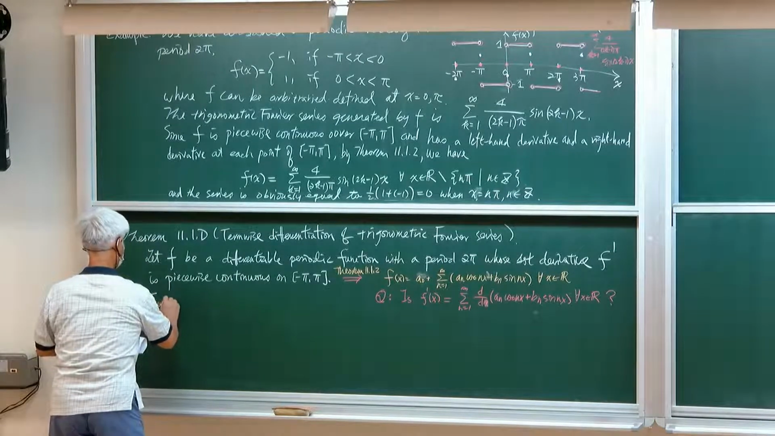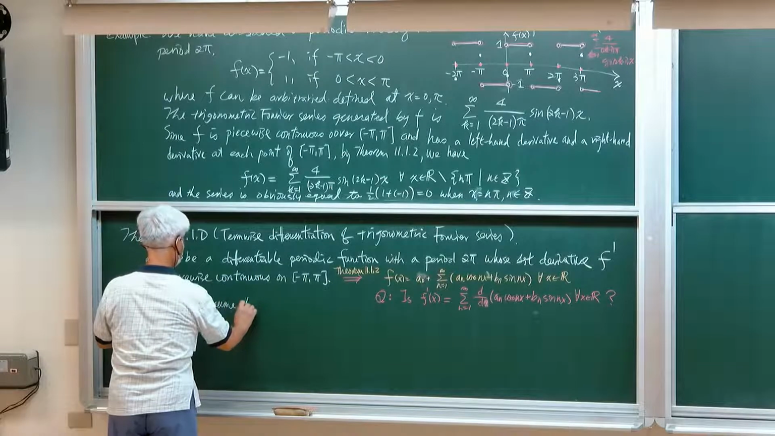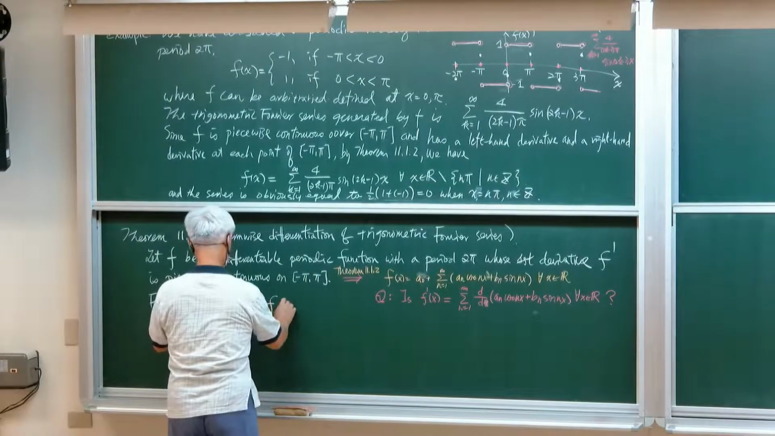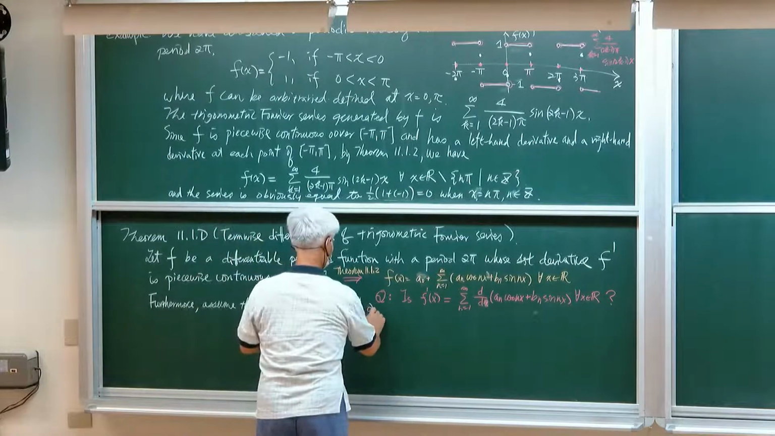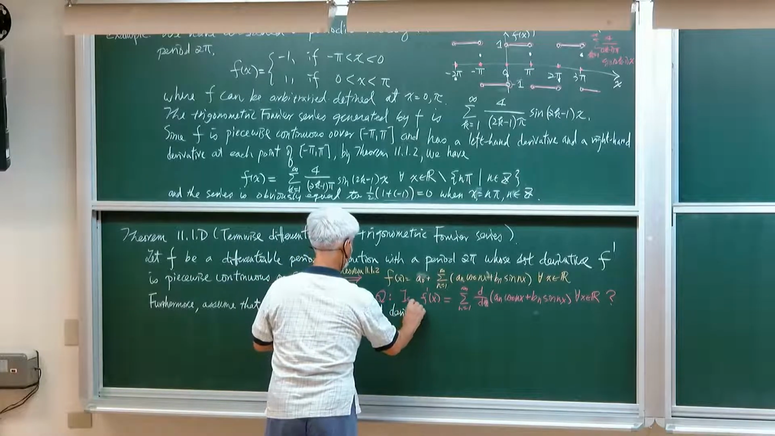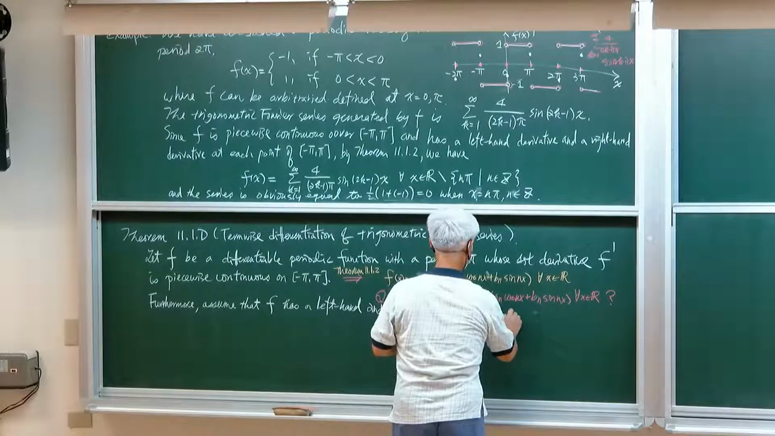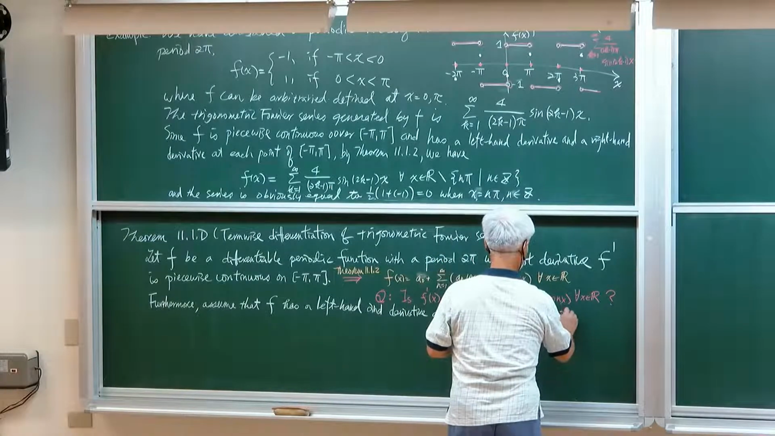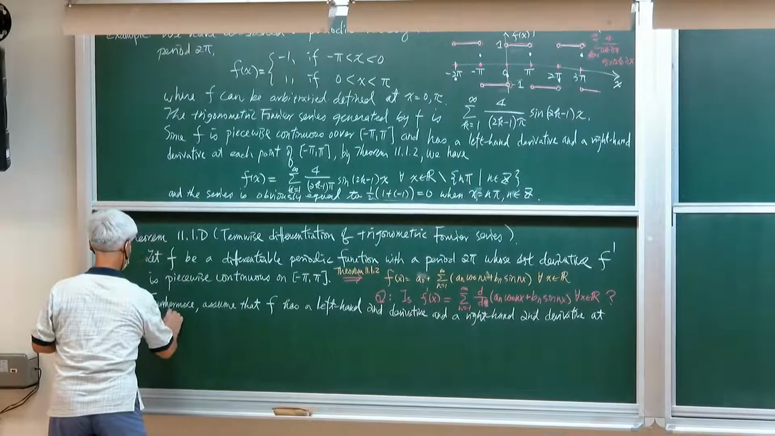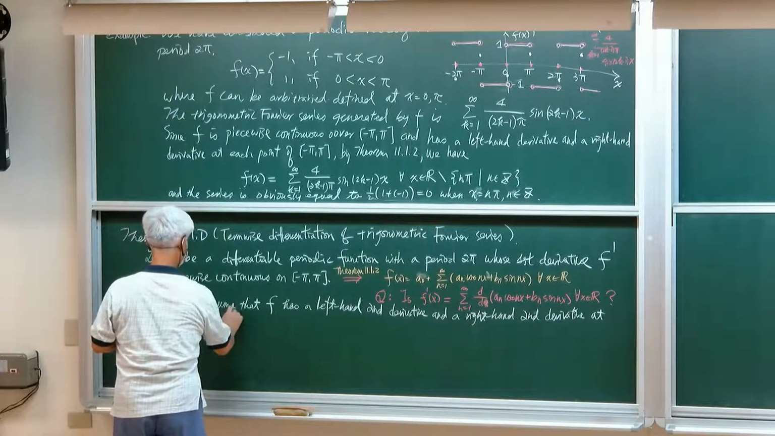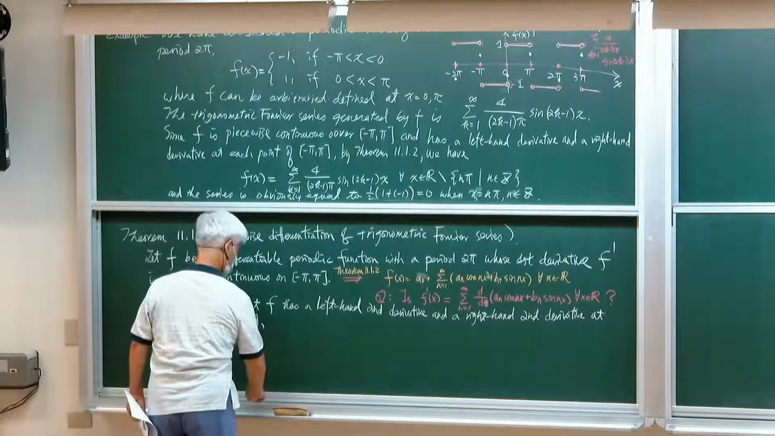So furthermore, assume that f has a left-hand second derivative and a right-hand second derivative at each point of minus pi to pi.